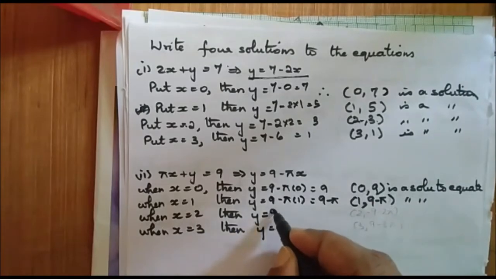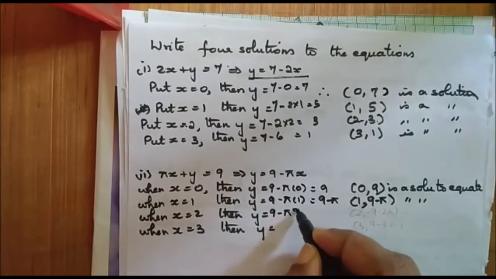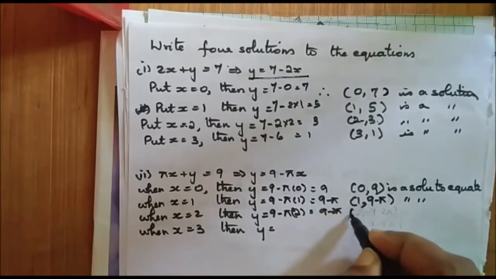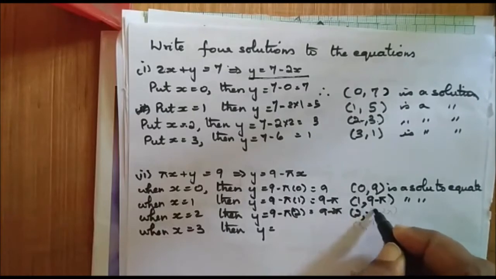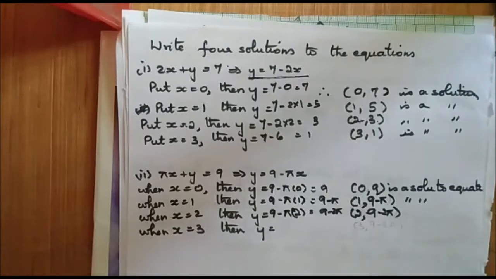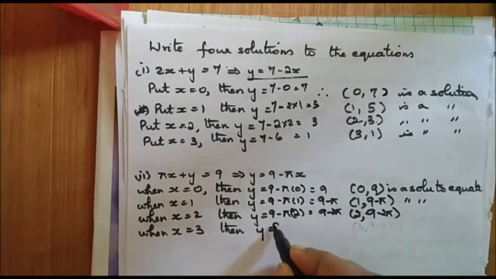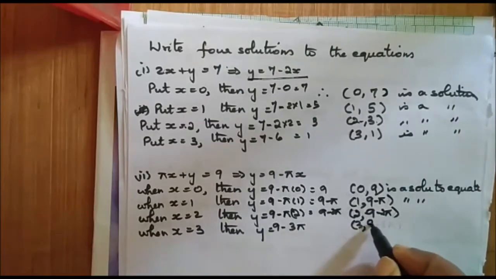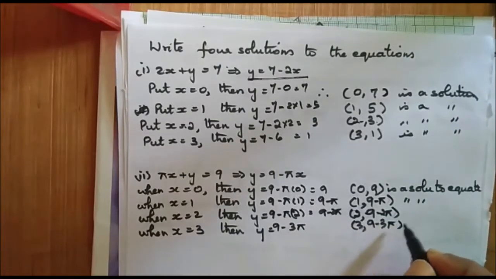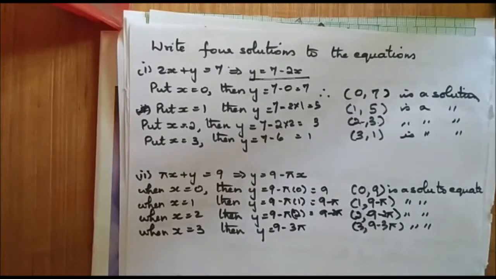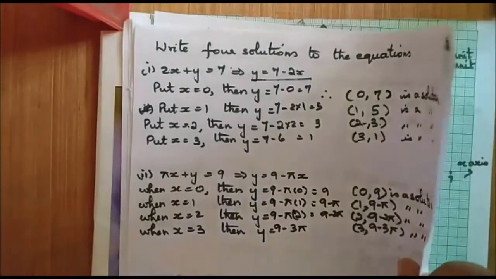Similarly, when x is equal to 2, I get 9 minus pi into 2, which is 9 minus 2 pi. So what is the other set? 2 comma 9 minus 2 pi is a solution to this equation. Similarly, when x is equal to 3, I get 9 minus 3 pi. So when x is equal to 3, y is equal to 9 minus 3 pi. That is also a solution to the equation. So these are the four pairs of solutions to the given equation.